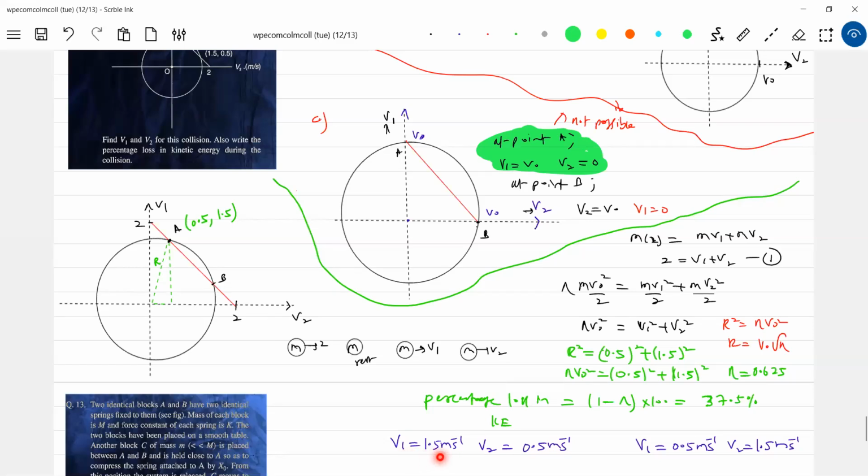Now, which one is possible? How to check which one is possible? If you solve this particular graph, there are two values. So that's what is given. This will be 1.5. Now, which one has to be picked up? Both are possible.